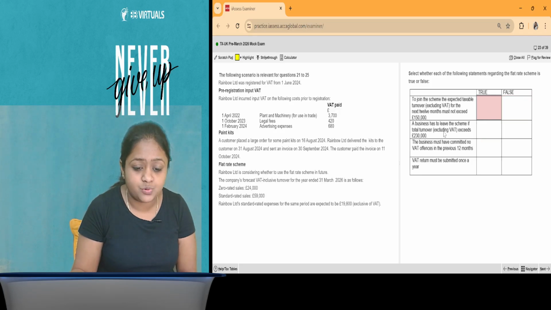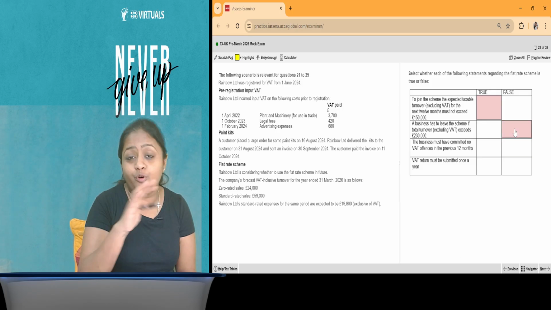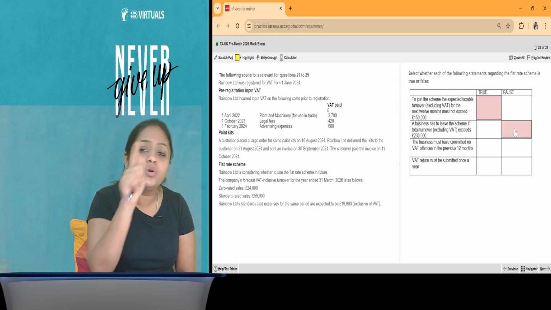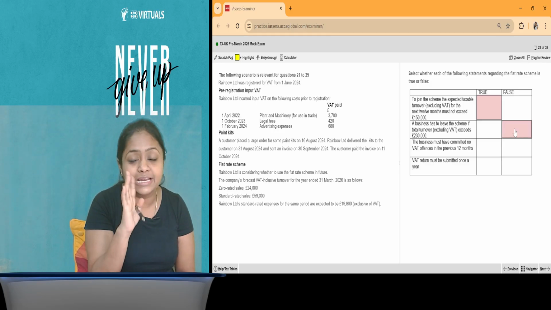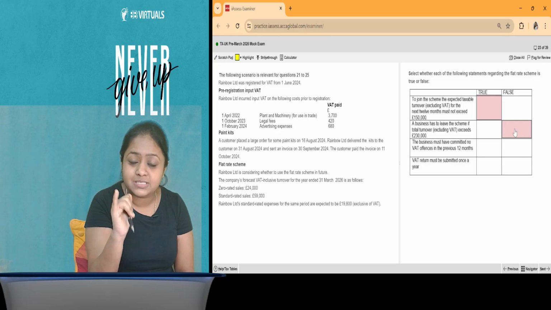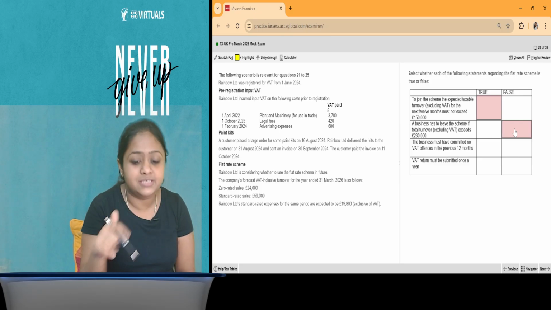A business has to leave the scheme if the total turnover excluding VAT exceeds 230,000. Is this the correct answer? Now just think over including and excluding. A business has to leave the scheme when the total turnover including VAT exceeds 230,000. So for the flat rate scheme, including and excluding is very important to remember. There's only one place excluding, that is when you join the scheme. When you leave the scheme, when you calculate the flat rate, everything is including.